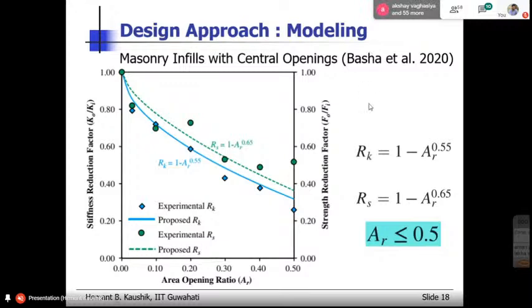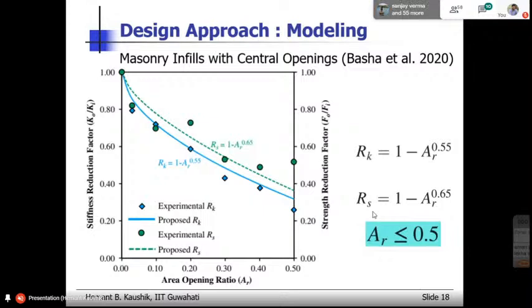So this is the factor Rk for the stiffness reduction, which is 1 minus Ar to the power 0.55, and to reduce the stiffness you have 1 minus Ar to the power 0.65. So again, this study was also applicable for opening area ratio of less than or equal to 0.5. Now this Ar of 0.5, so 50% opening area ratio, is very high.